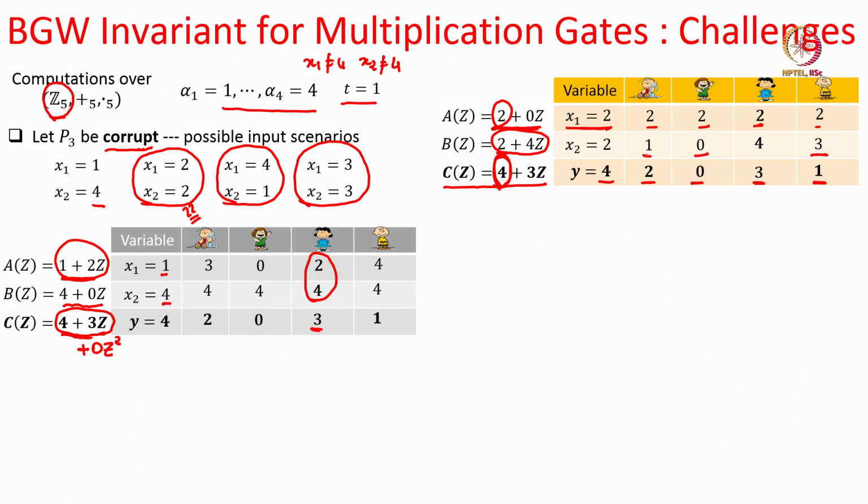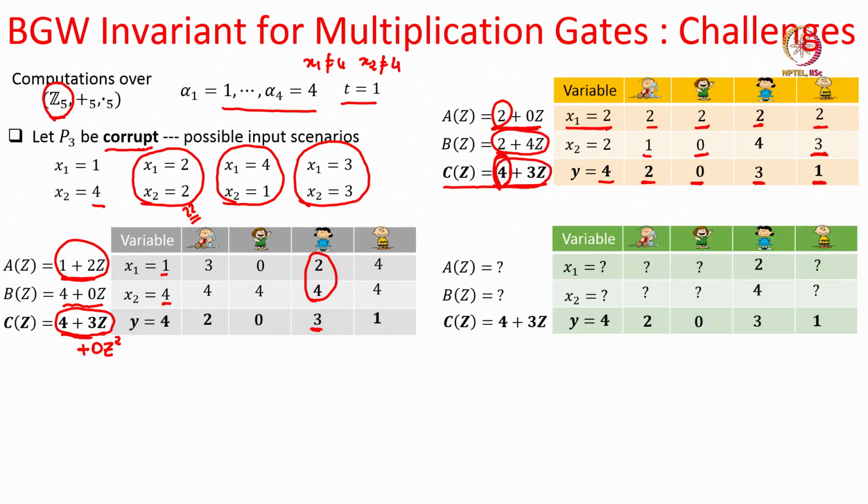And now you can see magically what is happening here: if P1's shares would have been 2 and 1 for x1 and x2, then it would have made public the share 2. If P2's shares would have been 2 and 0 for x1 and x2, then it would have made the share 0 for y public, and if P4's shares are 2 and 3, then it would have made public the share 1 for the value y, and all these shares would have led to the interpolation of the C polynomial 4 plus 3z.